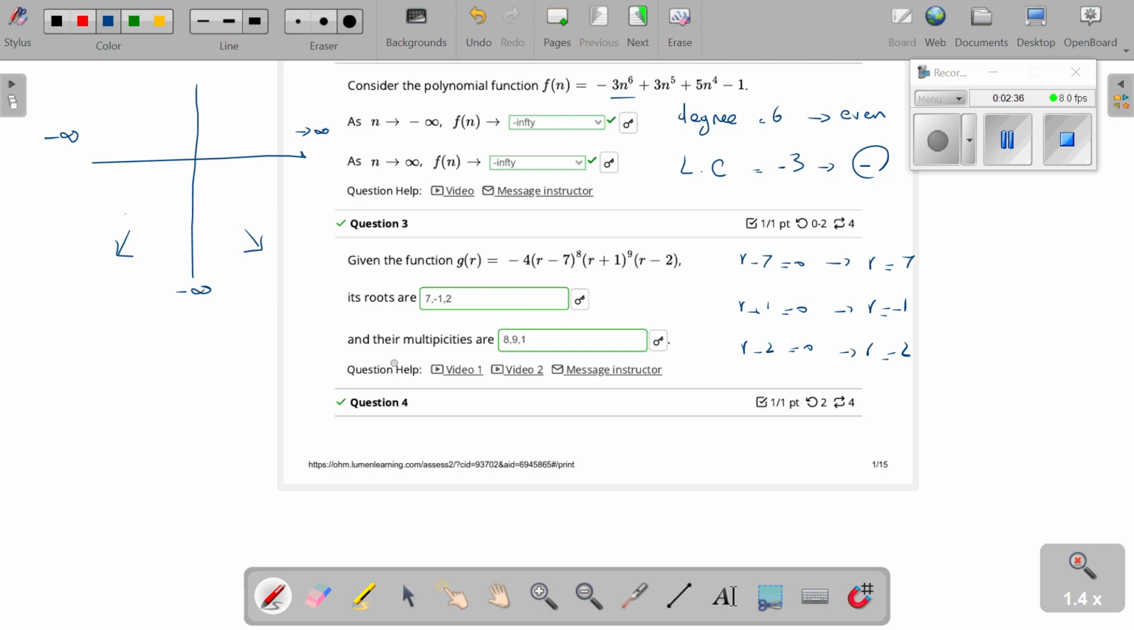The multiplicities are the power of the factor which created each root. So for 7, the power of the factor that created root 7 was 8. So that's the multiplicity of the first one. The second one is 9. And third one is 1. If you don't see anything, it's basically 1. So these are the multiplicities of the factors.